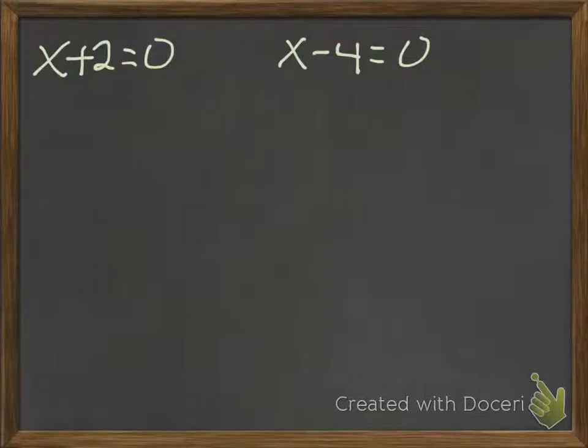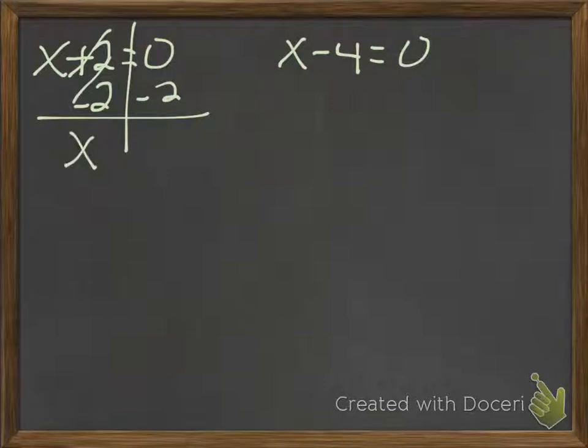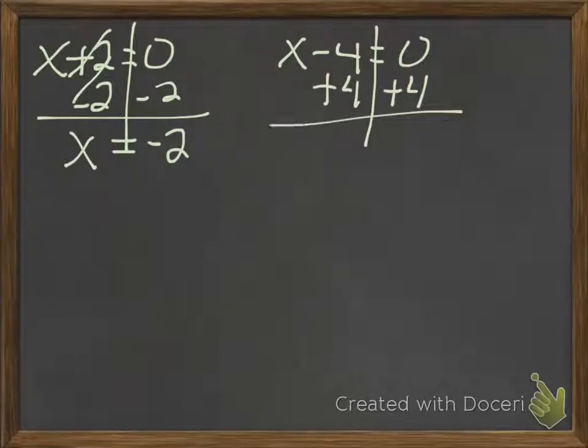We're finding where this crosses the x-axis. Cancel out. X equals negative 2. Okay, and then add 4 to both sides. And I get x equals positive 4.